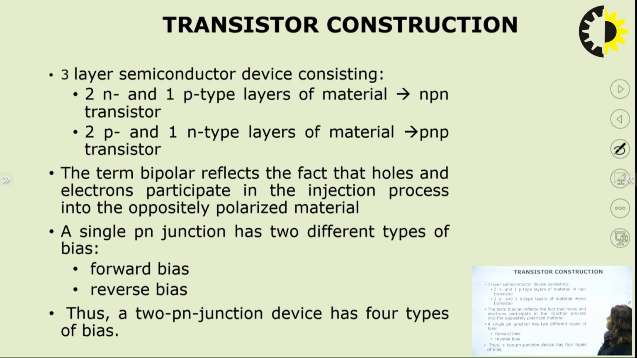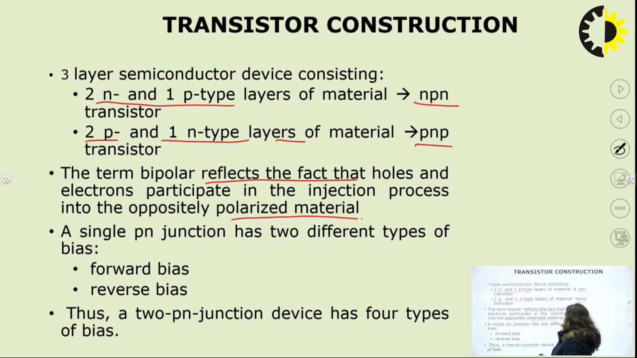Next, transistor construction. The transistor is a 3-layer semiconductor device. If it consists of 2 N layers and 1 P type layer, it forms an NPN transistor. Similarly, 2 P layers and 1 N type layer create a PNP transistor. The term bipolar reflects the fact that holes and electrons participate in the injection process into the oppositely polarized material.